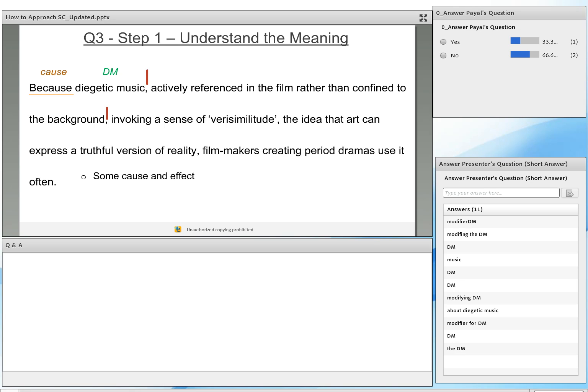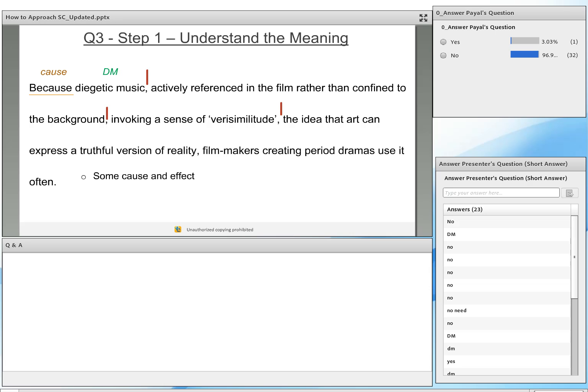Invoking a sense of verisimilitude. Now, what invokes a sense of verisimilitude according to this sentence? DM, absolutely. DM invokes a sense of verisimilitude. Now, did you know the meaning of verisimilitude? Yes or no? Before reading the sentence, no. And so will I consider this a difficult vocabulary word? No, I won't. Okay, invoking a sense of verisimilitude, so I'll just say invoking some kind of sense. Then let's see what comes next.